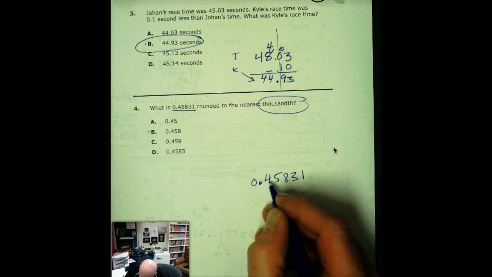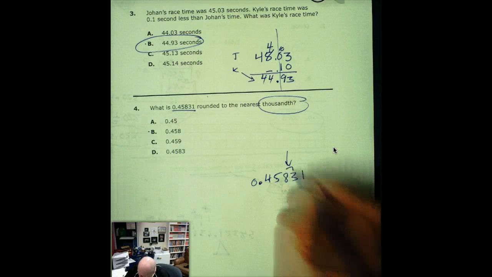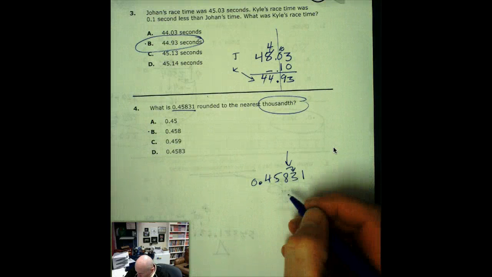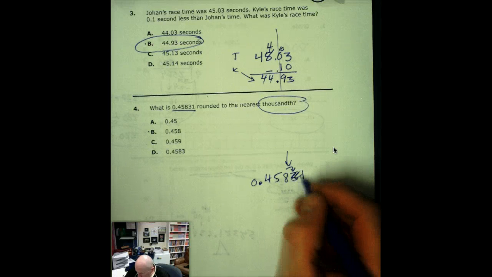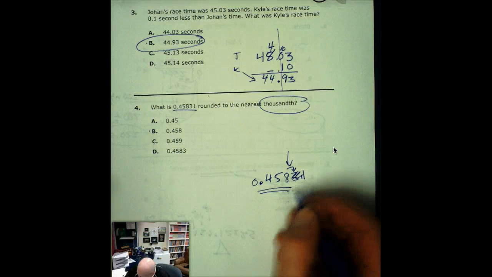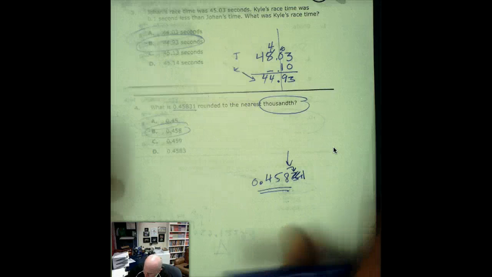So if you remember, this is tenths, hundredths, thousandths. We put an arrow over the top. We look next door. Is there enough there to bump this guy up? Well, it's got to be 5, 6, 7, 8, or 9, and that ain't enough, folks. There's our number right there. These all just become zeros. There's your rounded number. Okay.